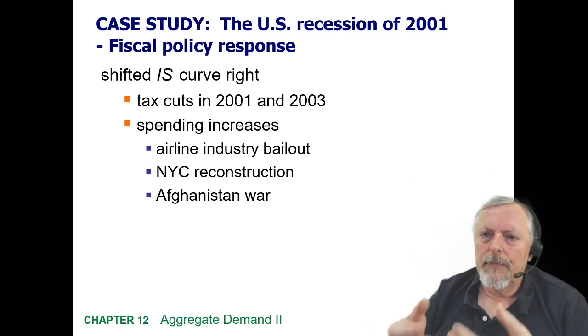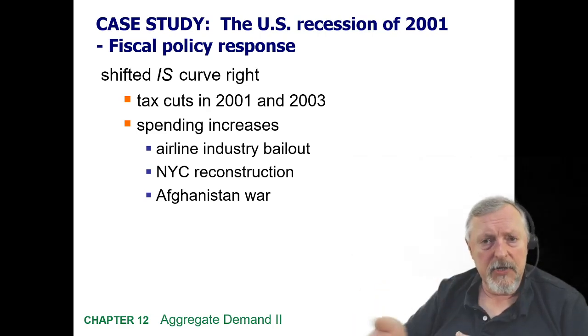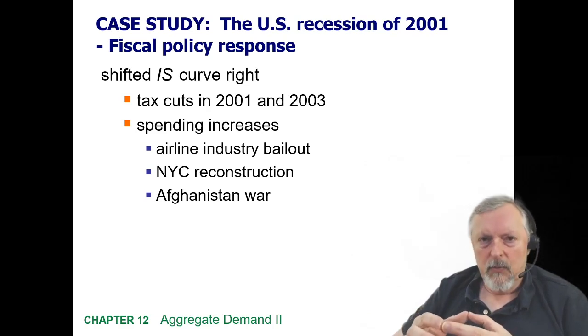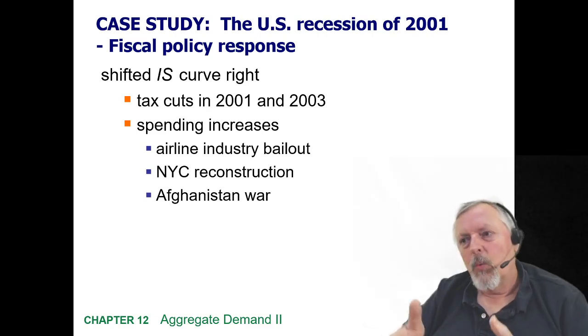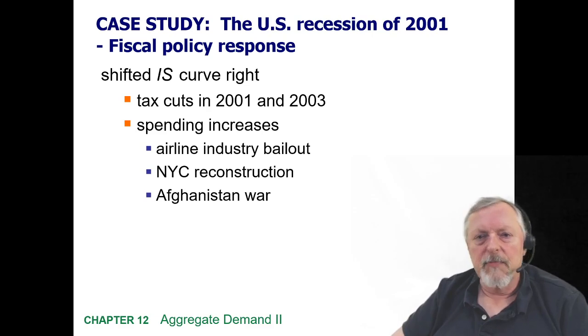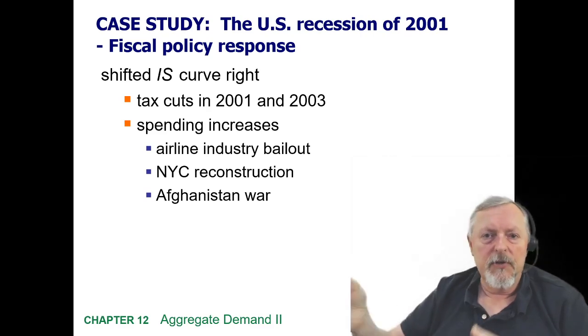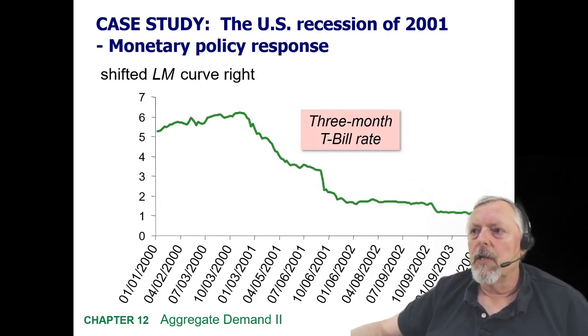Now, there was also a major war in response to 9/11. The United States invaded Afghanistan. That was not done for economic reasons, but wars do involve significant government spending. So even though it was for a different purpose, that also shifted the IS curve right. You can see the result of the change in monetary policy here. Shifting the LM curve right caused the interest rate to fall.